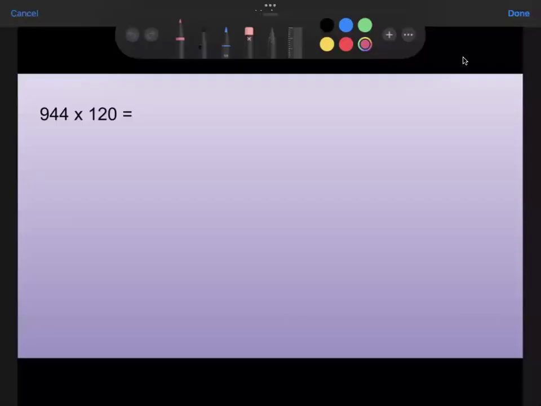Okay, here is our next one. We're going to take 944 and we're going to multiply it by 120. Okay, so I'm going to take 944 and put it on top, just like this, and 120 just right under there.